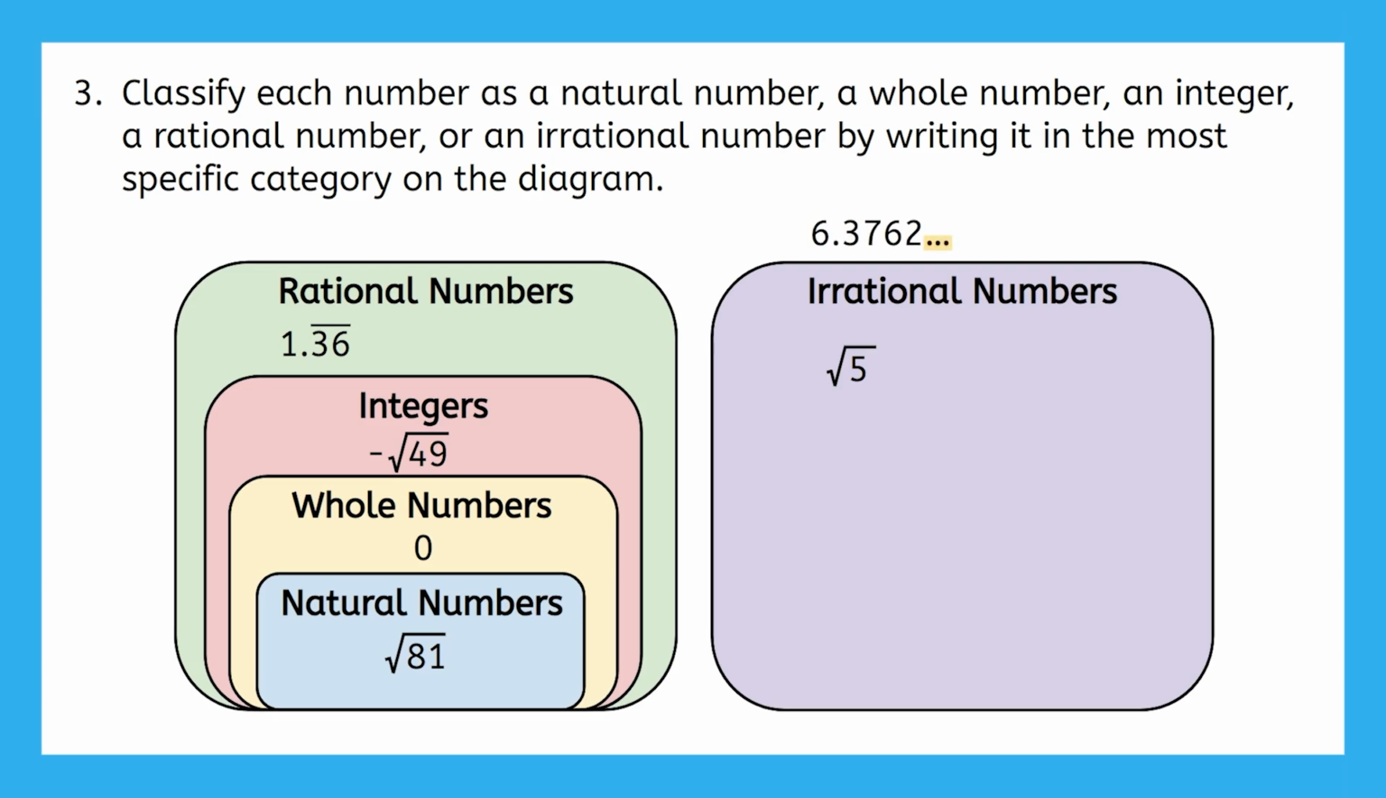The ... after 6.3762 tells us this number also keeps going forever. There's no repeating pattern, though, so it's an irrational number. The decimal 1.7 stops, which means it's a rational number. And finally, 3/50ths is a fraction, so it's also a rational number. Wow, check that out. Each of the square roots ended up being classified differently. I'm glad I stopped to think about what each of those values meant instead of jumping to any incorrect conclusion.